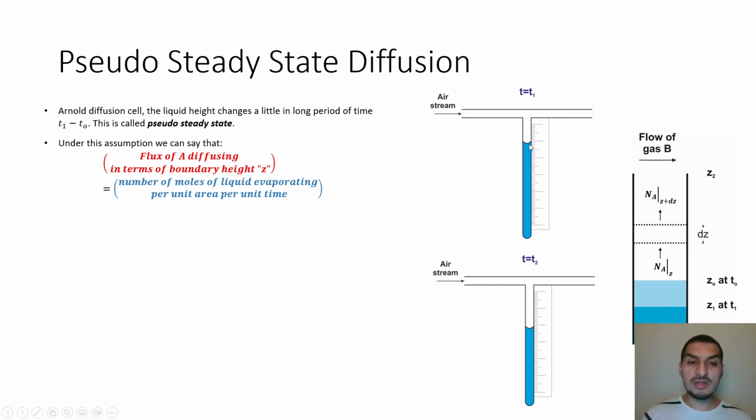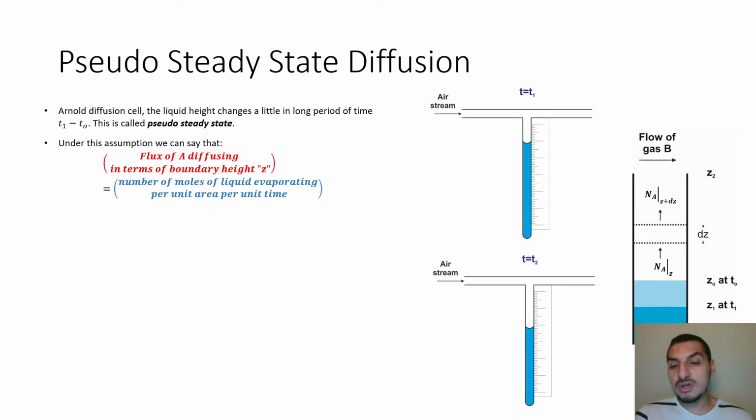So we'd say that the flux of the vapors that are diffusing from the interface upwards equals the mass, or the number of moles, of the liquid that are reduced in this height. So if I have 100 moles that evaporated, then the height that is decreasing here is the height corresponding to 100 moles of the same component.